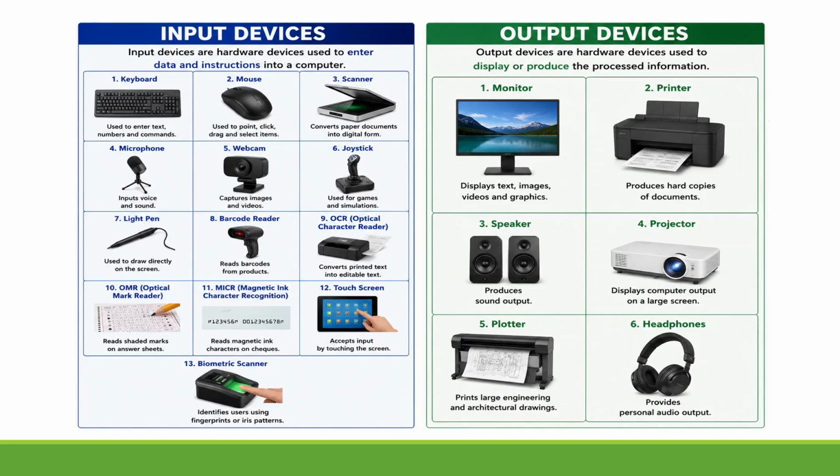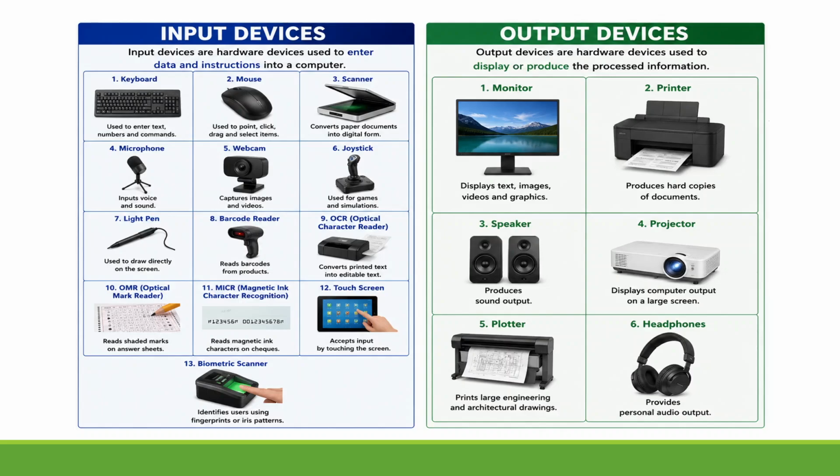One more is the light pen. Suppose you want to draw directly on the computer screen, we can use a light pen. Suppose you want to read barcodes related to products. For example, in a shopping mart, we have products, and based on each product we have barcodes. To read that data, we use the barcode reader.